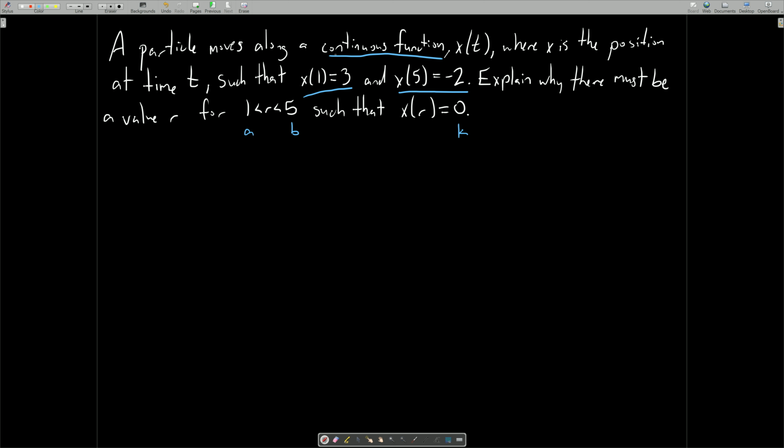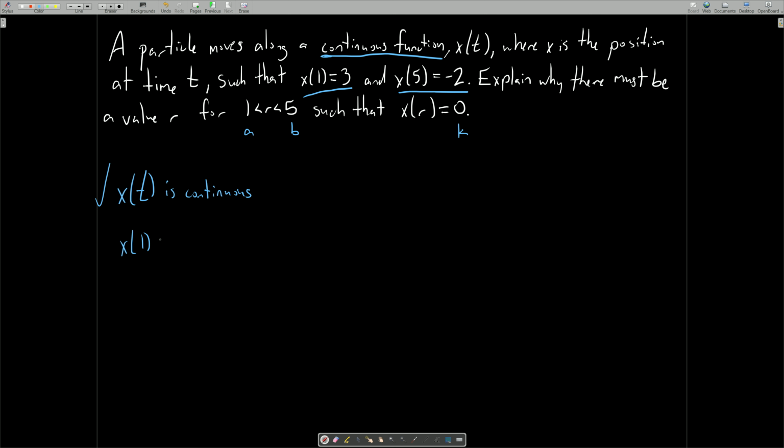Okay, so the first step, the problem gives you that x of t is continuous. So you have to write that down since it's one of your conditions. That's condition number 1, continuity. And for condition number 2, you have x of 1 and x of 5, which the values it gives you are 3 and negative 2. Your k, 0, is between 3 and negative 2. So write that down as well.